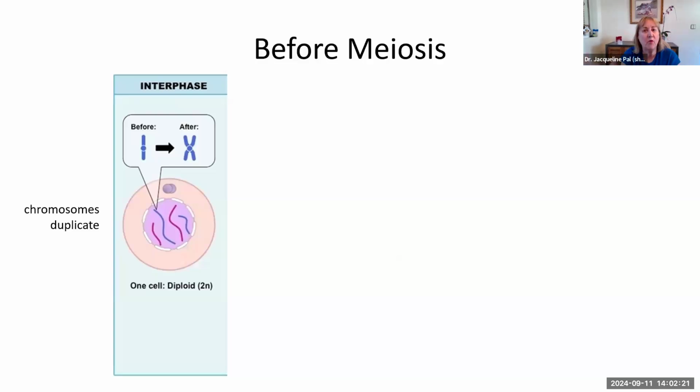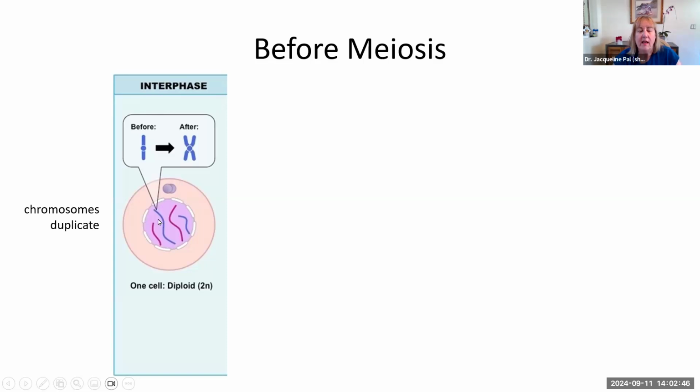So remember, before meiosis, we have interphase. And in interphase is when the chromosomes were duplicated. So before we had a chromosome, which is like one little chromatid. And after duplication, we had 2 sister chromatids attached at the centromere. And the cell was said to be 2N or diploid.